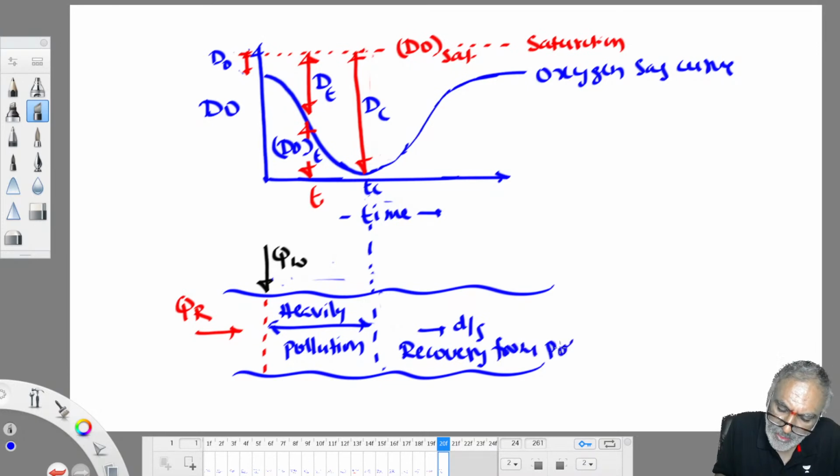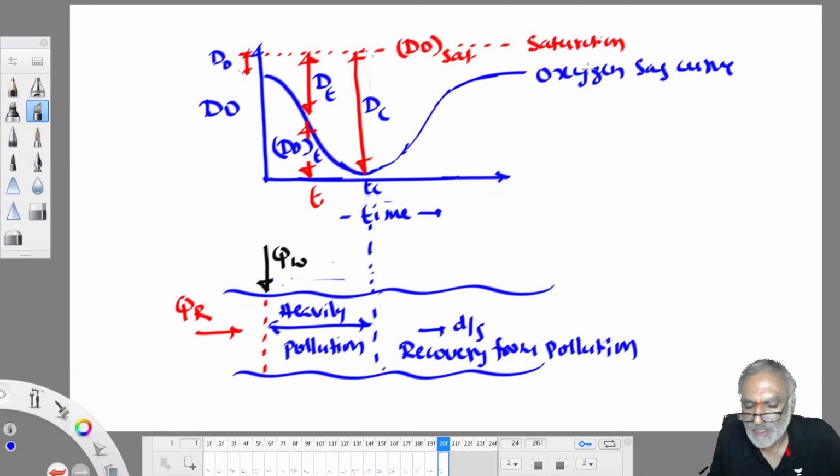That is fast occurring because in this zone, deoxygenation is more, reoxygenation is less. So therefore, the recovery from pollution. That is how it self purifies. Oxygen levels decrease, then again oxygen levels increase to the original value. So that is how the initial deficit question they are asking.